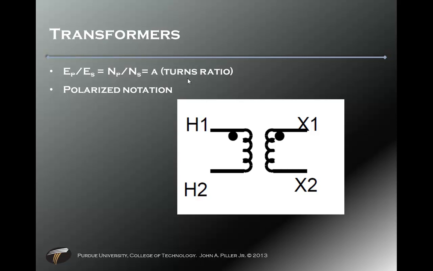I want to make note on the polarized notation here. See the dot? The H1 has a dot, the X1 has a dot. That means to get proper phasing, H1 must be your high leg, H2 would be your low leg or neutral, or it would be A to B, and then B, C, and then C, A if you were going with that in a 3-phase configuration, so that you end up with an in-phase nature coming out in your secondary.